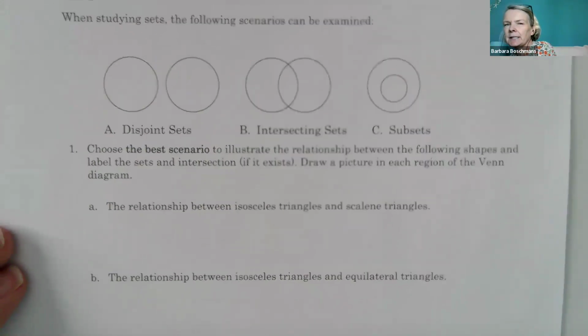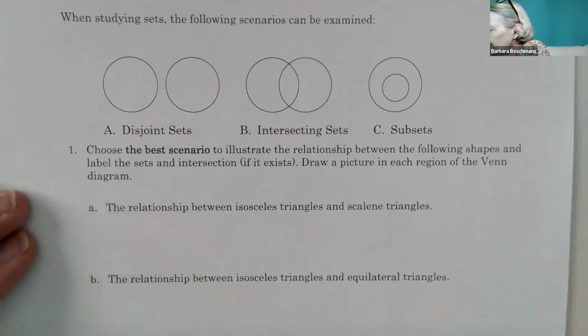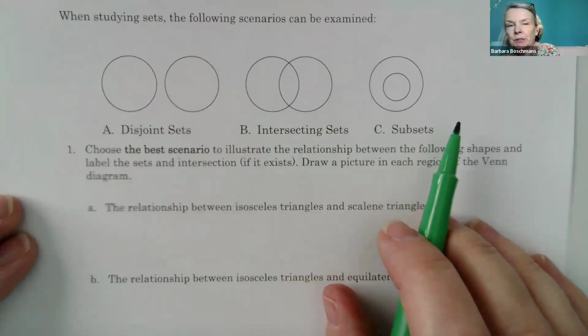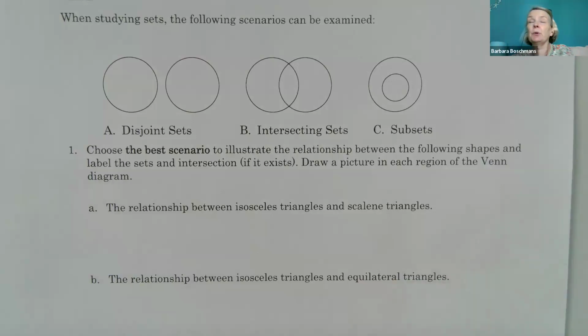For number 3, we're going to use Venn diagrams to classify our triangles. And there are 3 scenarios possible. Disjoint sets means these definitions have nothing in common. One triangle cannot be the other. Intersecting sets would be the example we just had.